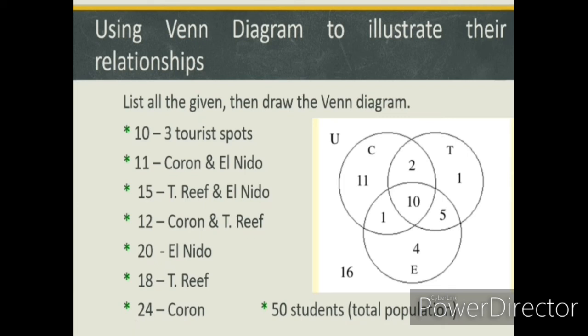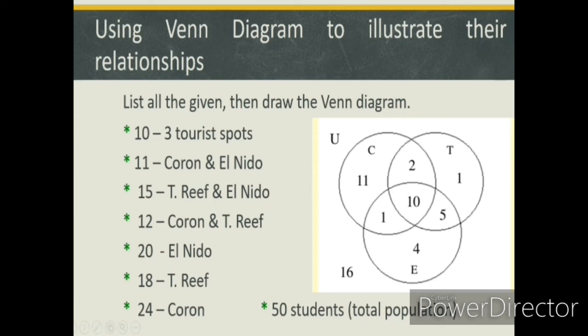Next, Coron and Tubataharif. That is only 12. Again, you have 10 already, so 12 minus 10 is 2. On the upper part of the number 10, you have to write 2. 10 plus 2 is 12.